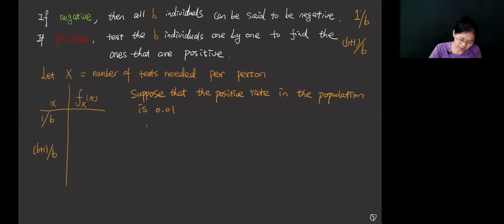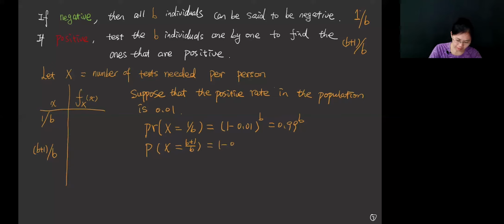So the probability that all B individuals are negative equals the probability of each individual being negative raised to the power B. And conversely, the probability that x equals (B+1)/B is 1 minus 0.99 to the power B. So the PMF is given by this.